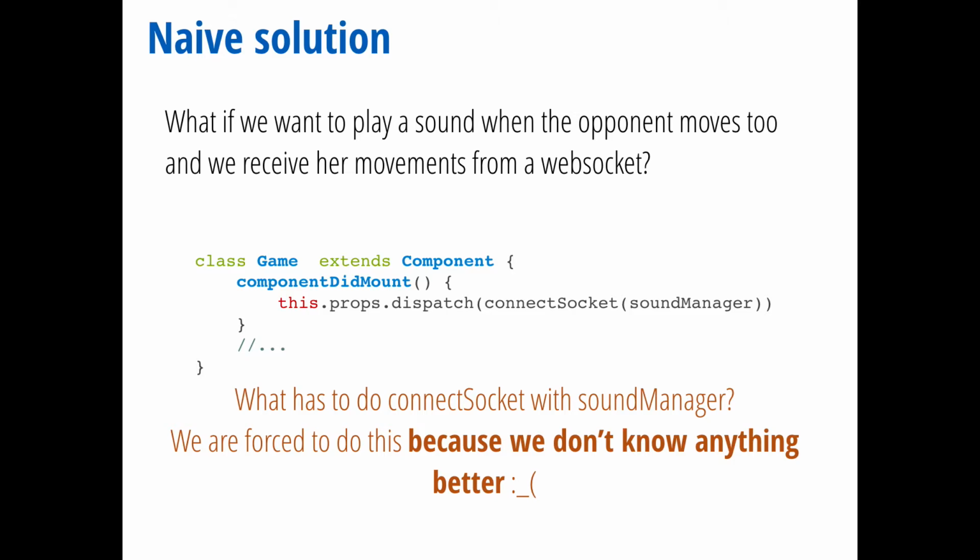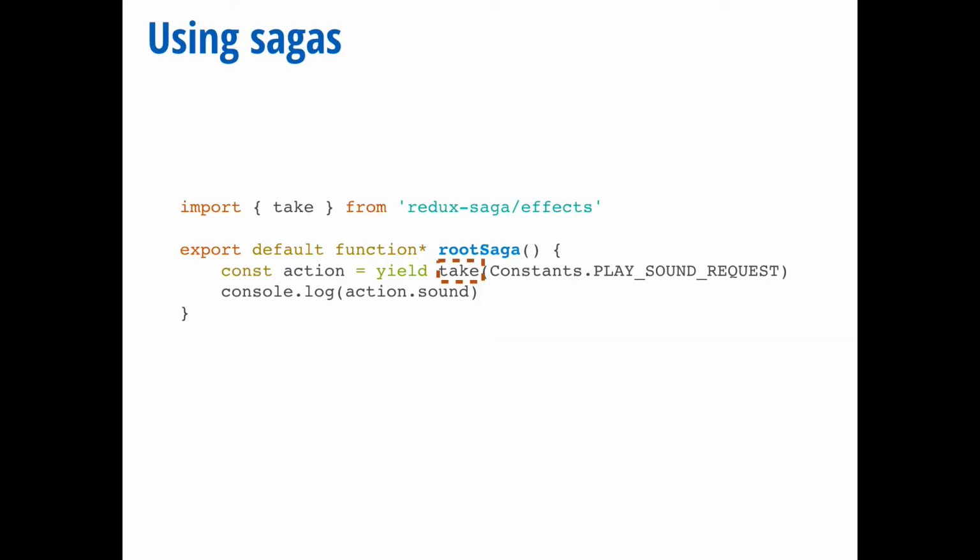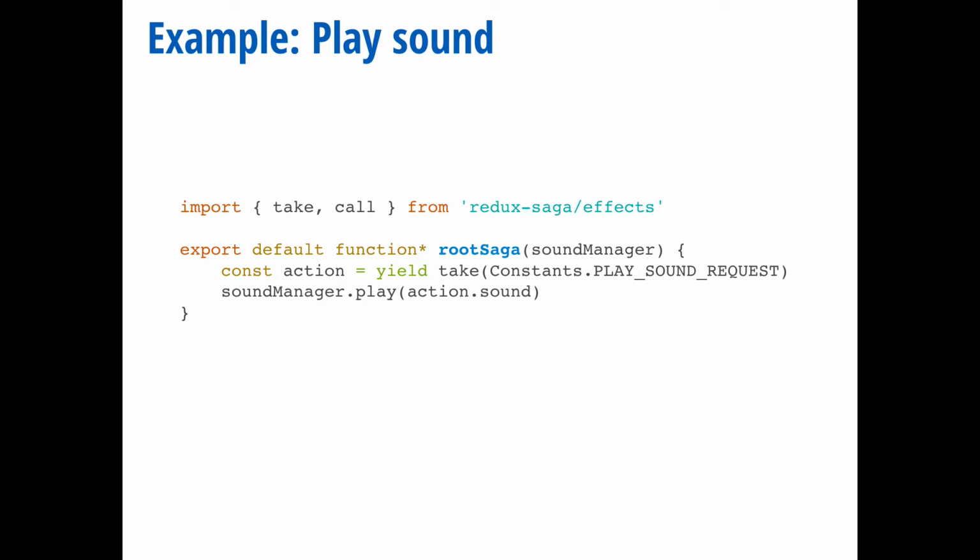So here, this is a good example, for instance, for Sagas. Because you can write a generator. In Sagas, we have some effects, and we can just do these effects. The first effect we are going to see is take. Take will observe, it will stop until it receives an action called constant play sound request. When this action is dispatched, then the generator will continue its execution. And then we can debug the sound that was received, this is okay. And also we can actually play the sound.